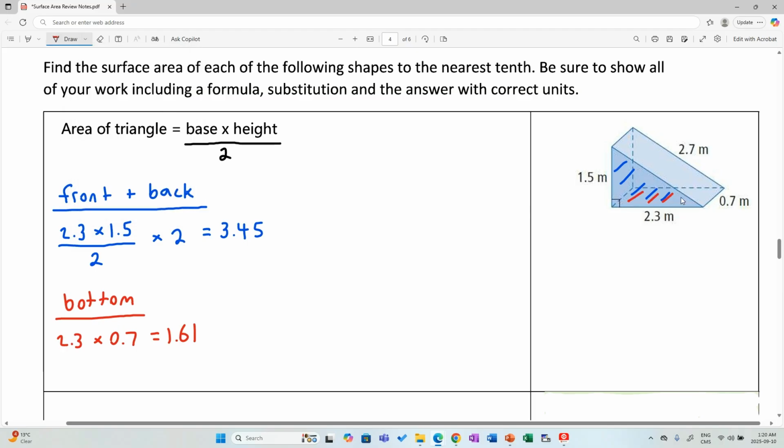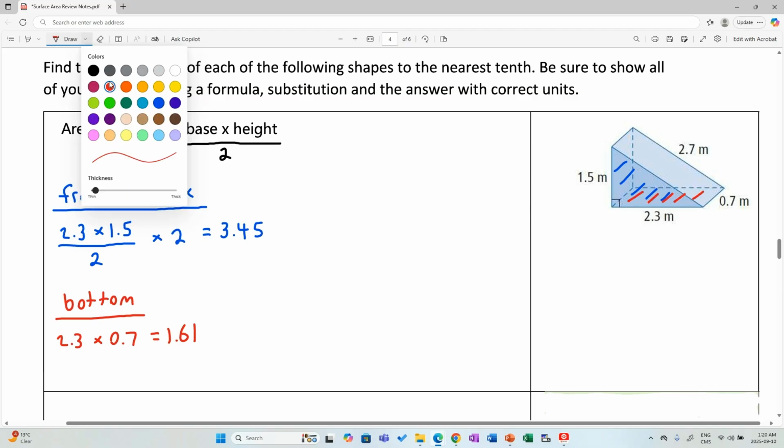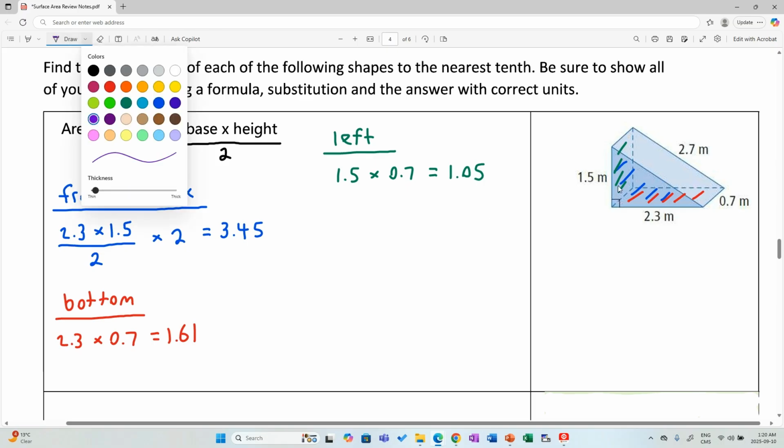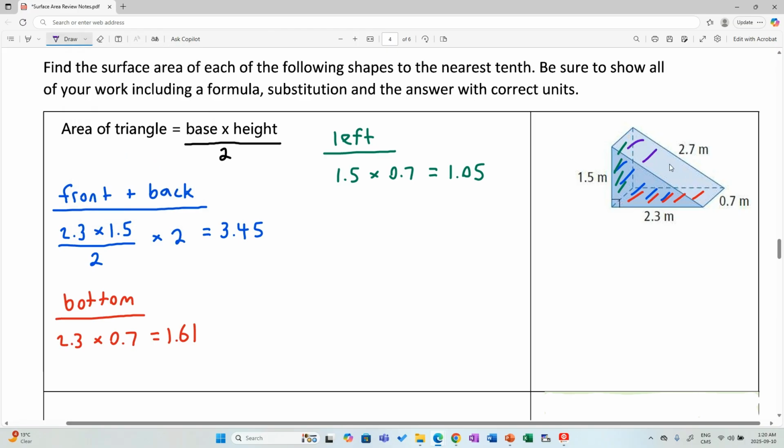That's the bottom. Okay, now let's find the left side. So the left side is simply going to be 1.5 multiplied by 0.7. The left side is right here. So I have 1.5 multiplied by 0.7, and I'm going to be getting 1.05. Now let's finally look for the right side. You can call it the top. It's kind of slanted, but I'm just going to call it the right side in this case.